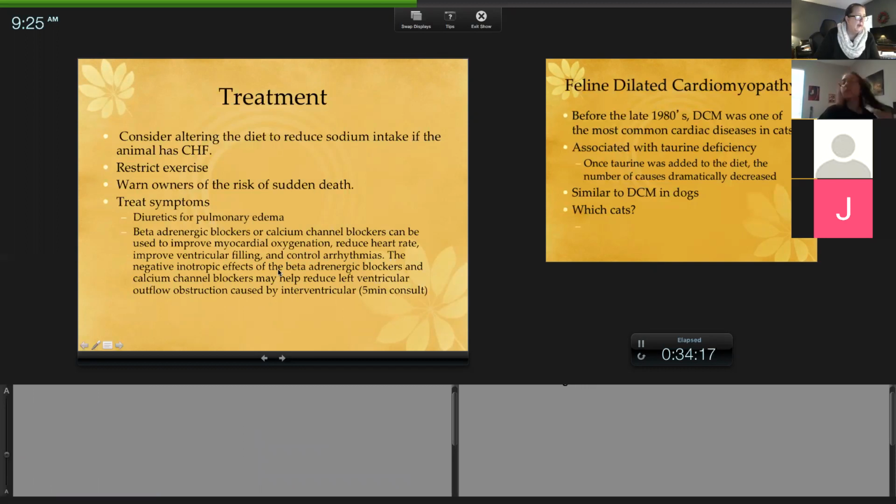One thing is restricting exercise and warning owners of sudden death, which is a conversation the veterinarian needs to really have, because you don't want to be like, hey, your cat might just drop over dead. It's like, what are we going to see? What are we going to start to notice?